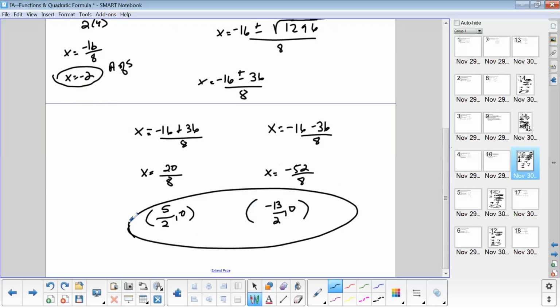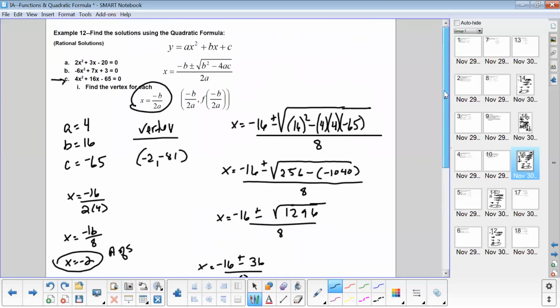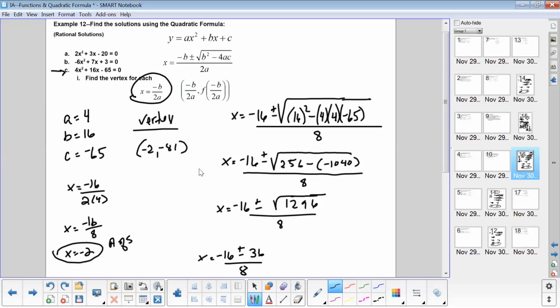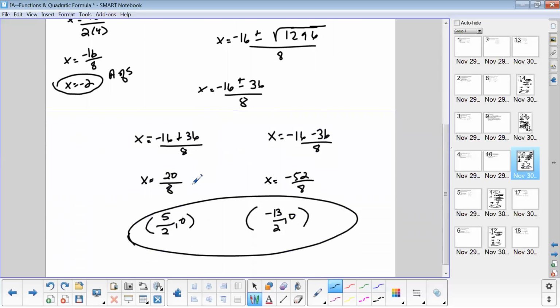There's my solution for part C, which was 4x squared plus 16x minus 65. The vertex was negative 2, negative 81, and the solutions were 5 halves, comma 0, and negative 13 halves, comma 0.